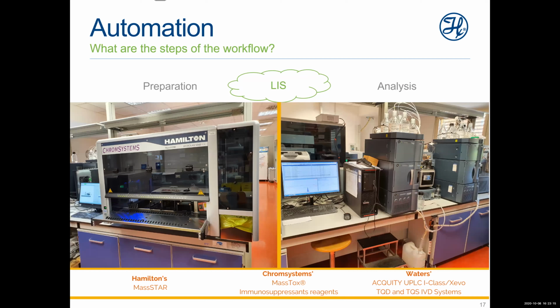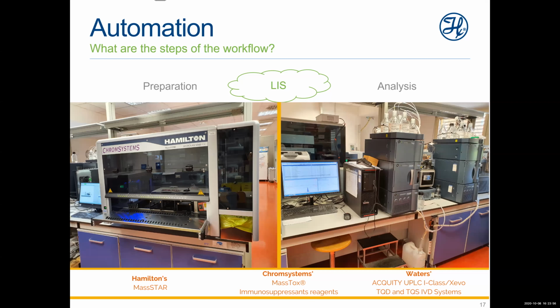Okay, so now we are going to overview a little bit more the difference between the manual process and the automated process. As you can see here in the left picture, we have the Hamilton for the preparation, and on the right picture, we have the Waters UPLC Xevo, that is the LCMS instrument we use. In the middleware, in the cloud, there is the laboratory information system. That is our laboratory information system, and the middleware that allows everything to work.